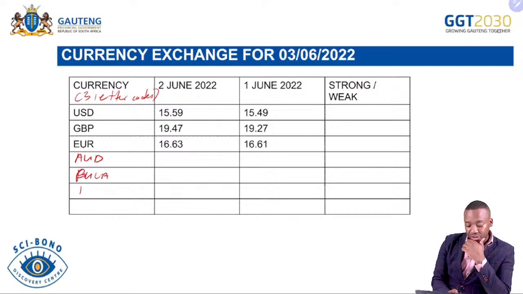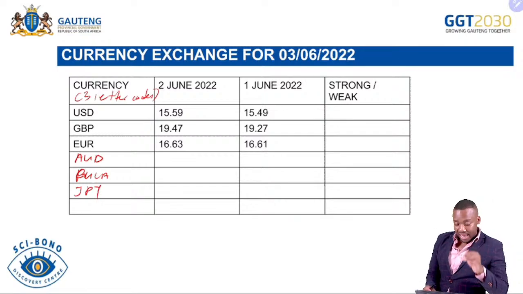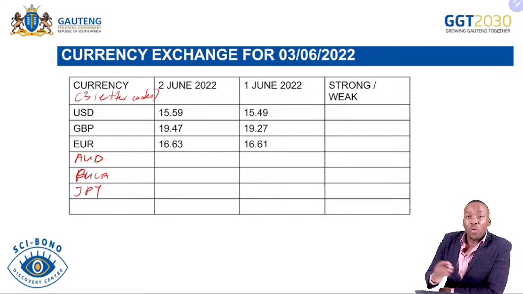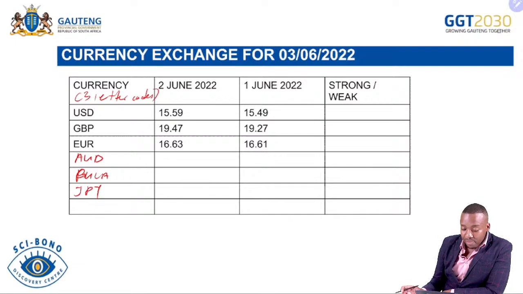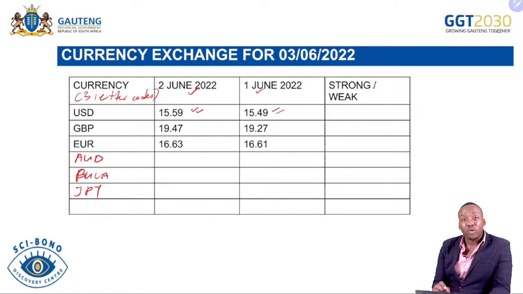Sometimes you'll have JPY, which is Japanese yen, right? Then we said we compare what happened on the 2nd and what happened the previous day. So all these are used to measure how much. For example, on the 2nd of June 2022, how much were you buying $1 with? With 15 Rand 59 cents. Then on the 1st, you were buying $1 with 15 Rand 49 cents.